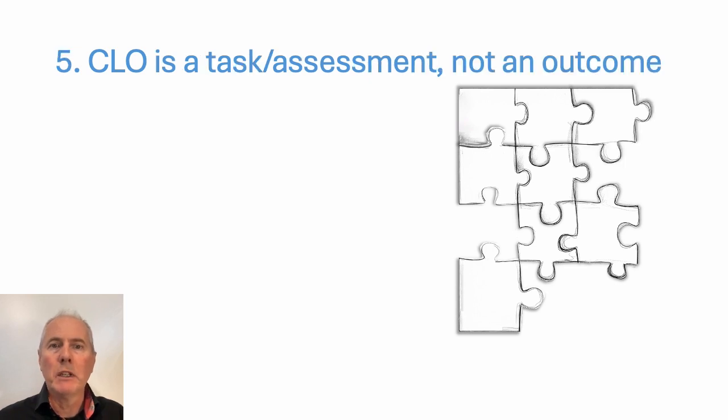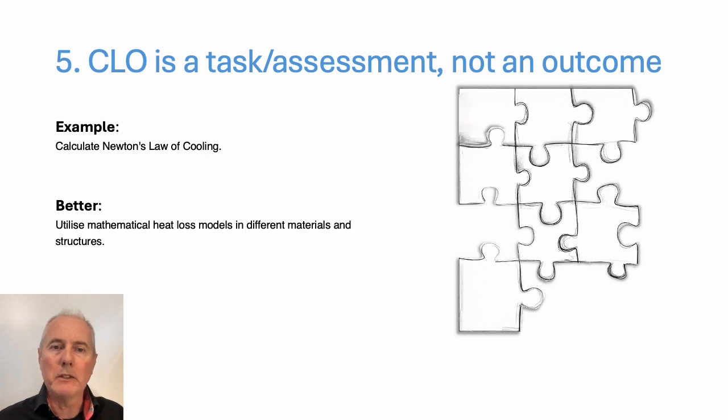Number 5, the CLO is a task or an assessment, not an outcome. For example, calculate Newton's law of cooling. Statements like these are limiting and inflexible in the face of change. They don't actually reflect principles and abilities required to sustain a career. A better example would be utilize mathematical heat loss models in different materials and structures.